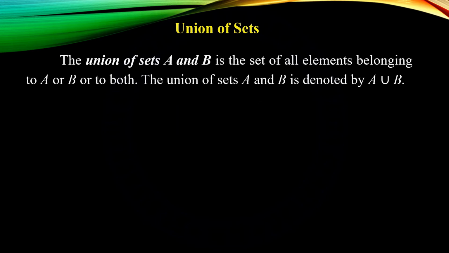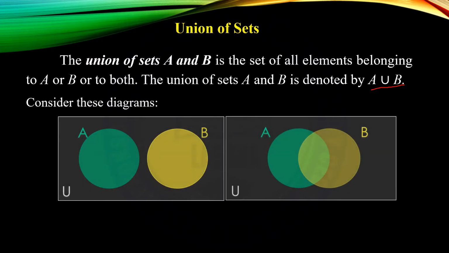When we were in grade 7, our math teachers discussed the basic concepts of sets, which is important to remember this time since our topics relate to this concept. So, let us review some operations of sets. So we have the union of sets. The union of sets A and B is the set of all elements belonging to A or B or to both. The union of sets A and B is denoted by this symbol, and it is read as A union B. Consider these diagrams.